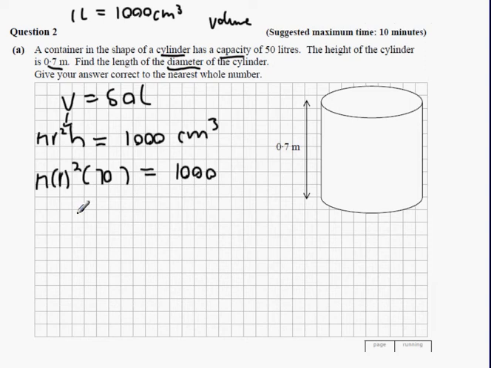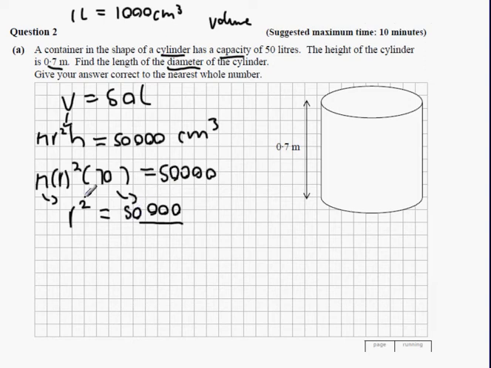Next here you want to get r squared on its own. So it's going to be 1,000 divided by anybody. Where's the 70 and the pi go? Where do you get the 1,000? Oh, sorry. It should be 50,000 because it's 50 litres. So it's 50,000 because 1 litre is 1,000 and therefore 50 litres is 50,000.